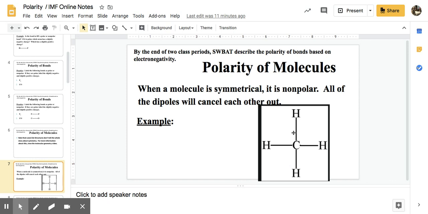So this one, the electrons will be coming towards the carbon this way because carbon's more electronegative. And in this one, the electrons will be coming towards the carbon this way. So they will cancel each other out. Same thing for this side. We're going to go this way, and then over here, we'll go this way, and they will cancel out. So the overall molecule is nonpolar.